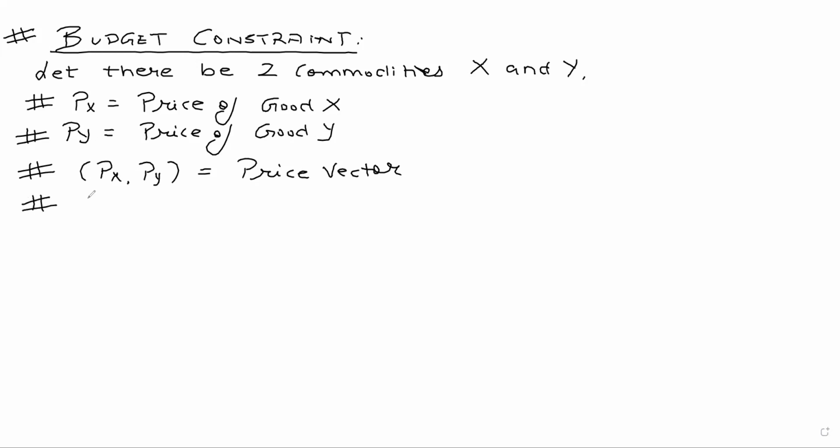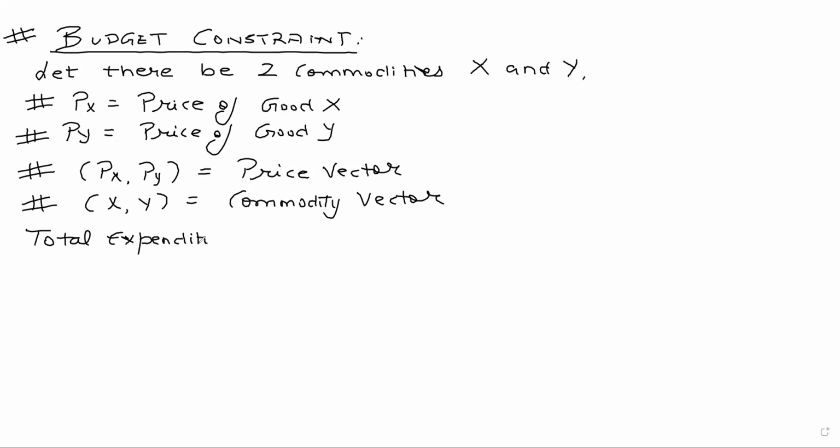Similarly, we have X comma Y. This is my commodity vector. Now, when I talk about total expenditure, what is total expenditure? Total expenditure is nothing but the dot product of the price vector with the commodity vector.